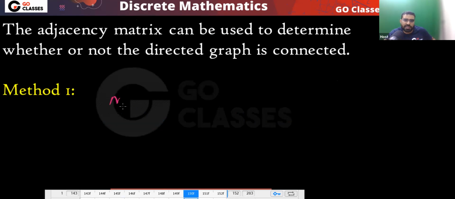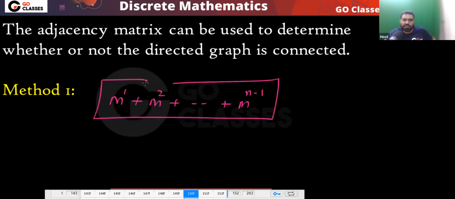Will this method work, that if you do M power 1 plus M power 2 plus ... plus M power n minus 1, and it has all non-zero entries, will it work? If I say this has all non-zero entries, will this work?